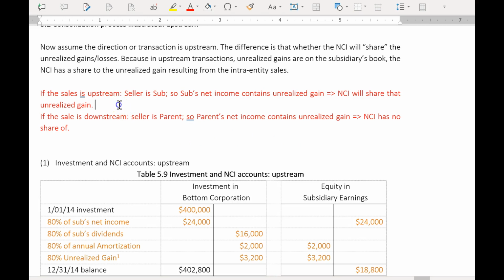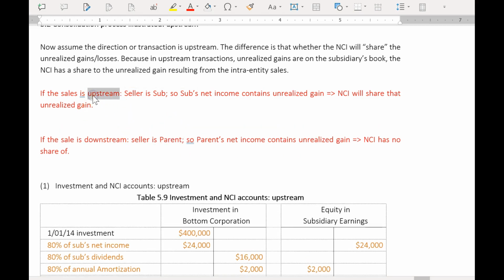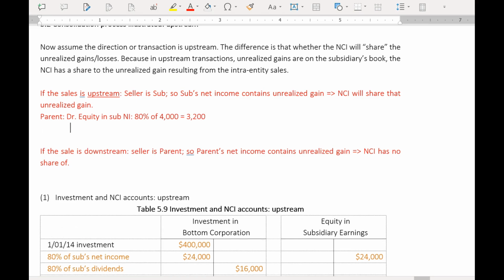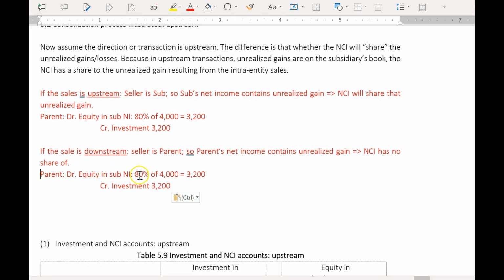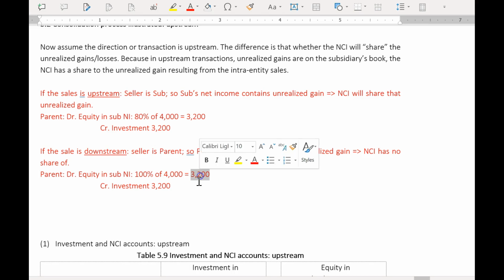So when the parent recognizes, in this case, when it's upstream, okay, if it's upstream, the parent will debit equity in net income 80% of the 4,000, that's 3,200, credit investment 3,200. If the sale is downstream, the NCI has no share of that. So the parent debits equity in net income the whole 4,000, and credits equity investment for the 4,000.